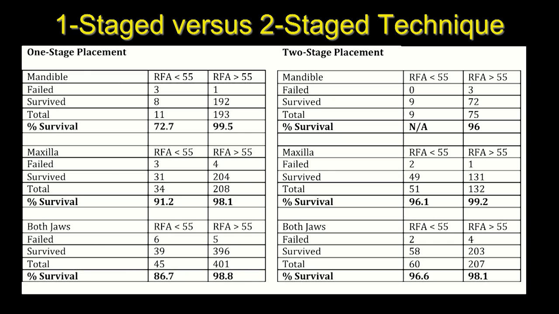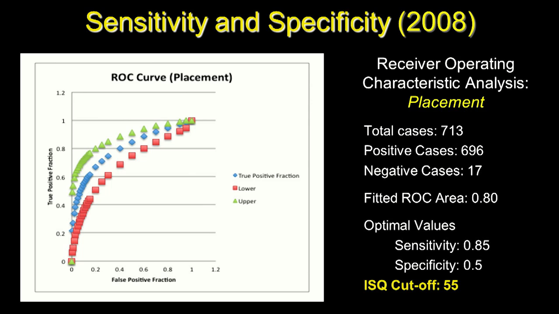So when we went back and looked at these numbers as far as one-staging versus two-staging, the key finding was that instead of just handpicking the value of 50, the equation looked at every single measurement. And so we were able to see that if ISQ values were less than 55 compared to greater than 55, you see a significant improvement in success rates for these implants.